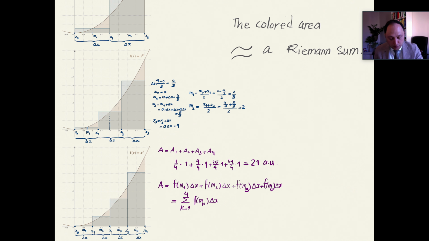How can I improve this approximation? Can you tell me now? I want to test your understanding. How can I improve this approximation? You draw more rectangles. I draw more rectangles. Exactly. But can you tell me, drawing more rectangles, how is related to the delta x?